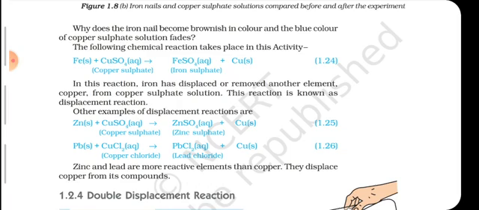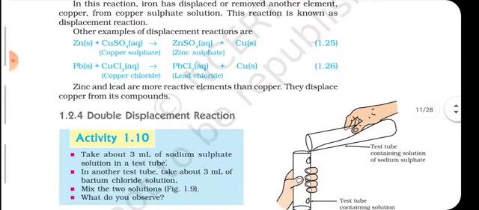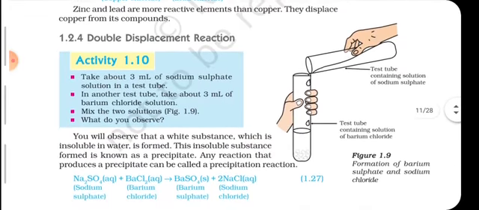Fine. It is given over here that Zn plus CuSO4, that is zinc plus copper sulfate, will give you ZnSO4 plus Cu. And Pb plus CuCl2, that is copper chloride, will give you PbCl2 plus Cu. Here you can see that iron, zinc, lead, etc. are more reactive elements than copper. They displace copper from its compounds. Okay.